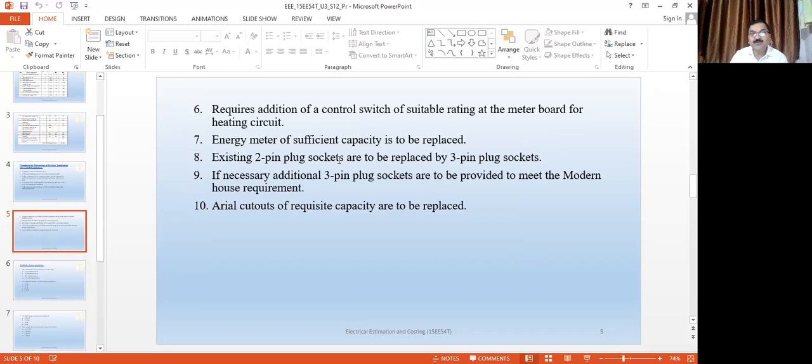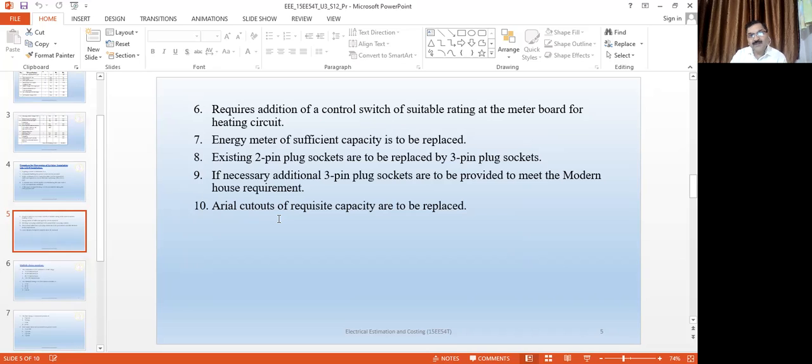Then existing 2-pin plug sockets are to be replaced by 3-pin plug sockets. And then if necessary, additional 3-pin plug sockets are to be provided to meet the modern house equipment. And the last point is aerial cutouts of requisite capacity are to be replaced. So these aerial cutouts, that means fuse cutouts, are fixed on the pole, supplier's pole.